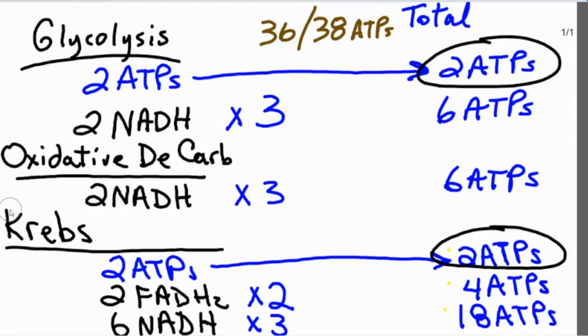And then finally, number 29. In cellular respiration, how many ATP molecules are produced for each glucose molecule that gets completely metabolized when oxygen is present? 36 to 38. Very good.